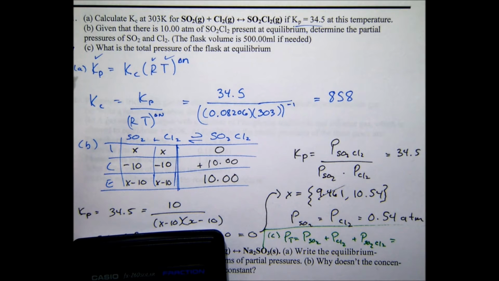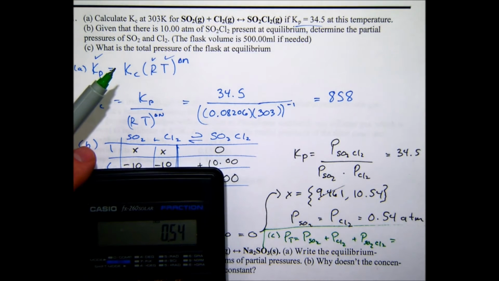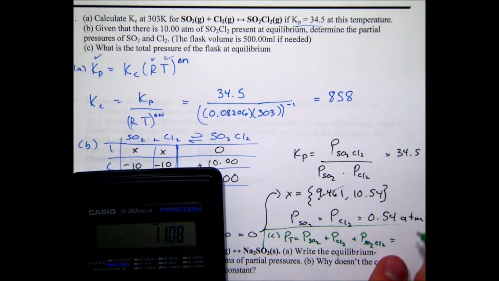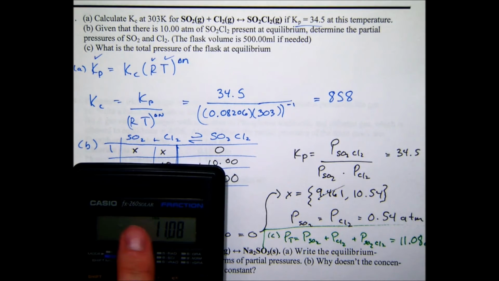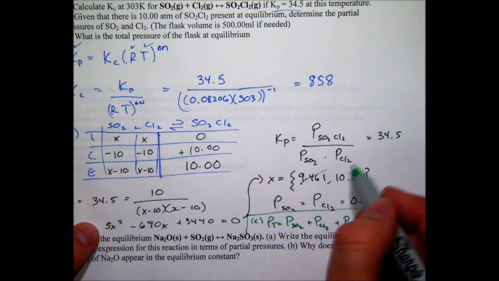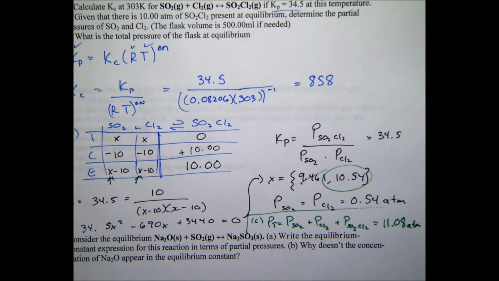So we have 0.54 plus 0.54 plus 10 is equal to 11.08 atmospheres. And that would be the total pressure. Again, when you solve for your x, make sure you just substitute it into your equilibrium line and then solve. And because it's total pressure, we're looking at Dalton's law of total pressures, so we're just going to be adding up the pressure of each species that is present at solution.